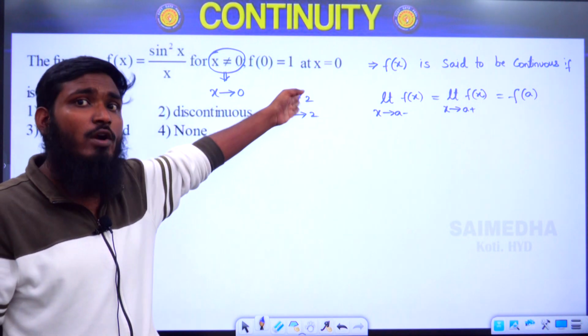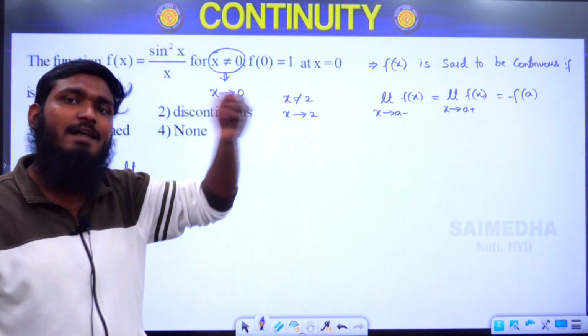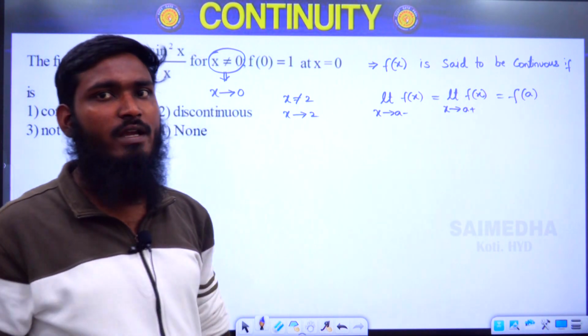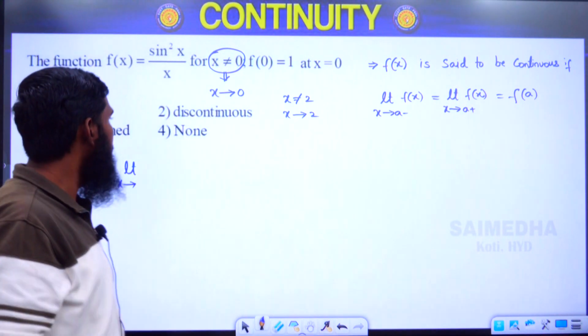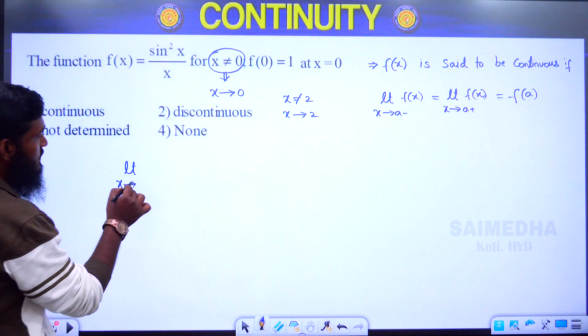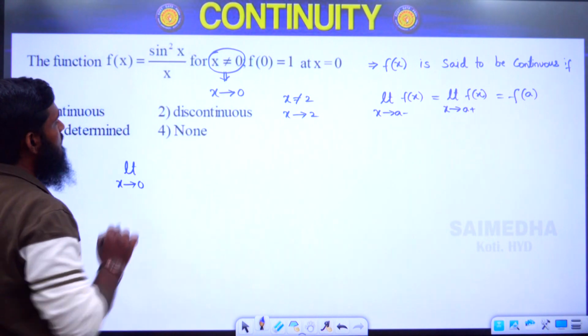Similarly, x is not equal to 5 means x tends to 5: somewhat less than 5, somewhat greater than 5, but not equal to 5. That is the meaning of the tending part over here. So we have taken this, x is not equal to 0 is given, so we are taking it as x tends to 0.